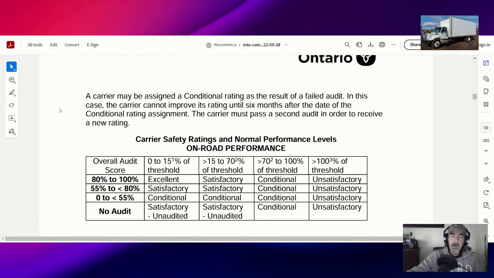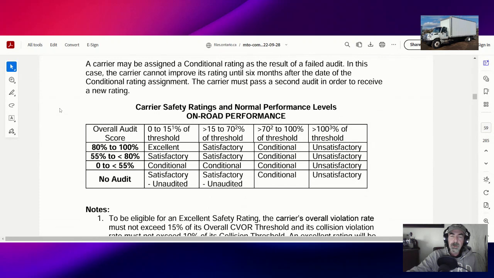A carrier may be assigned a conditional rating as the result of a failed audit. In this case, the carrier cannot improve its rating until 6 months after the date of the conditional rating assignment. The carrier must pass a second audit in order to receive a new rating.